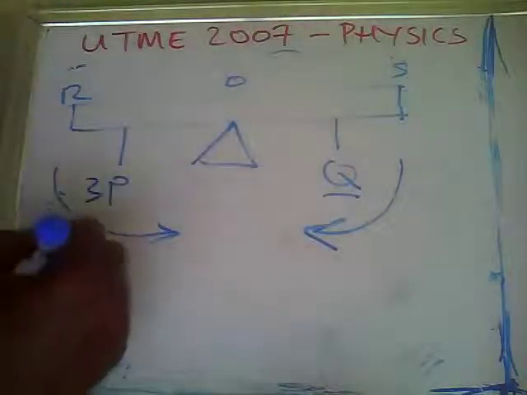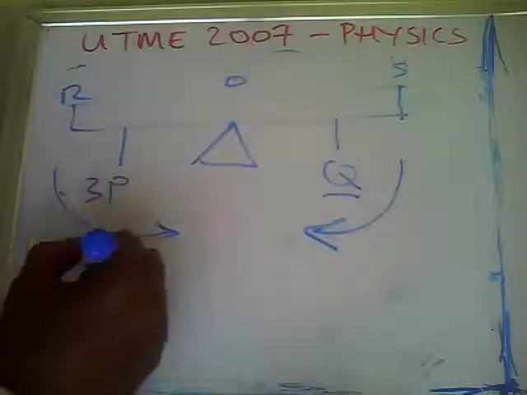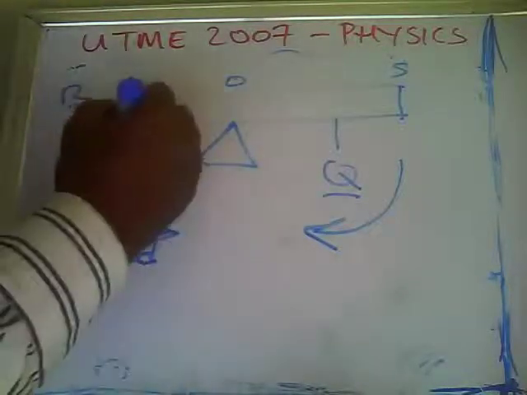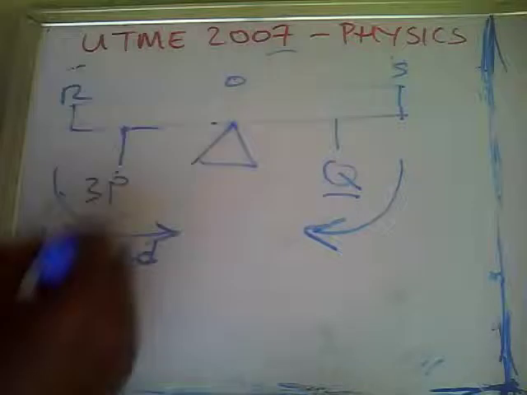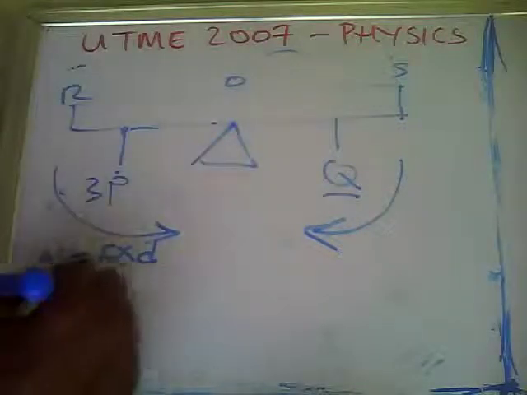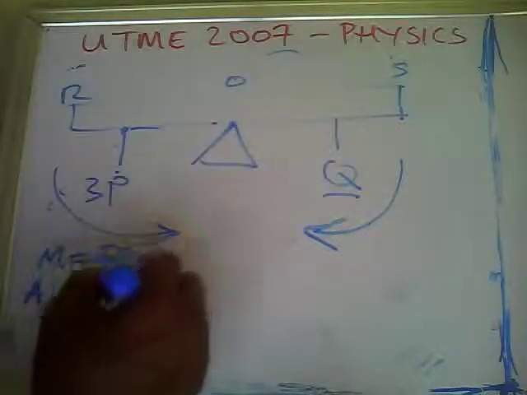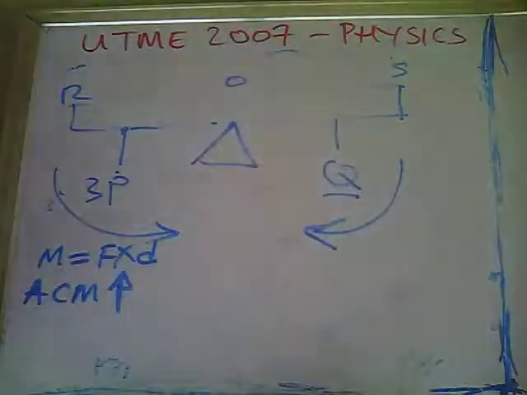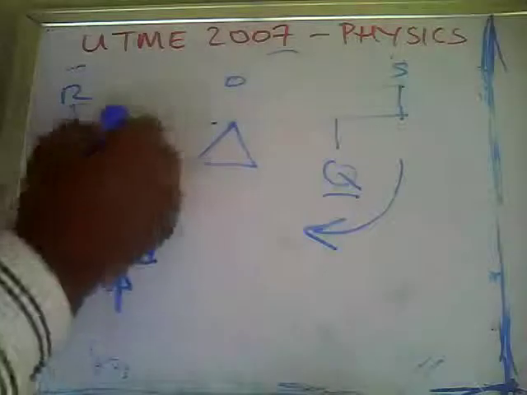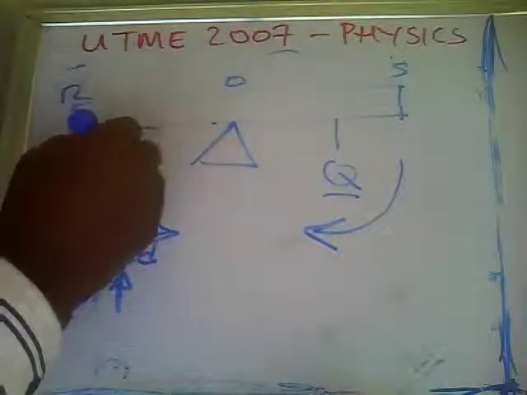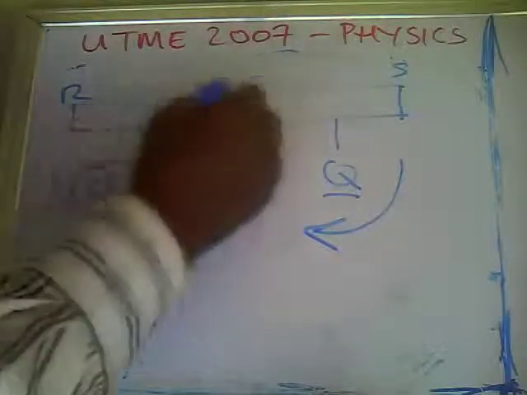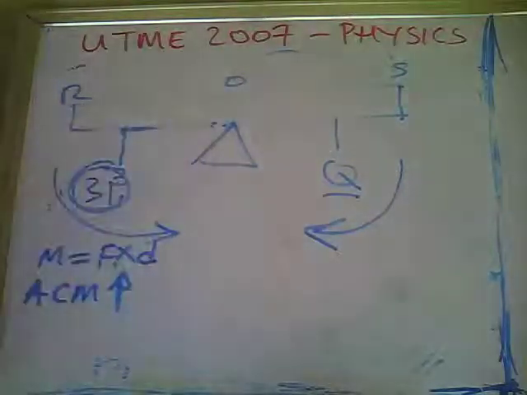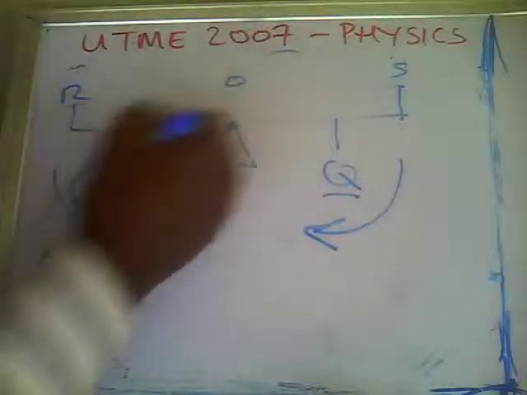I know that moment is equal to what? Force times perpendicular distance. So now, this one we keep the distance constant, but we increase the force. So this moment has increased, so anti-clockwise moment has increased. Then clockwise moment also must what? Increase. And we increase the moment either by increasing the load and keeping the distance constant, or increasing the distance and keeping the what? The load.